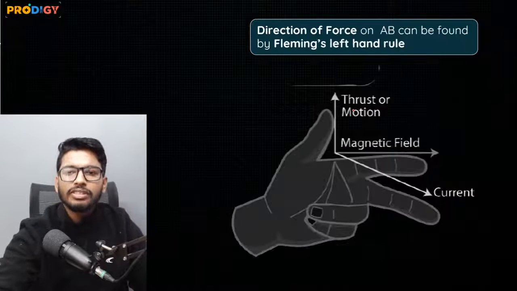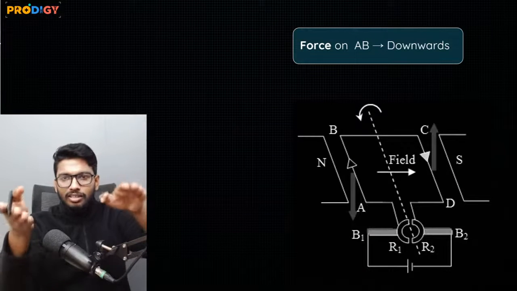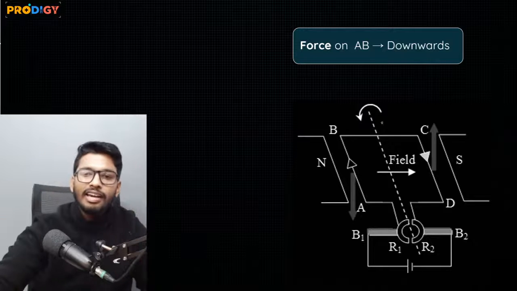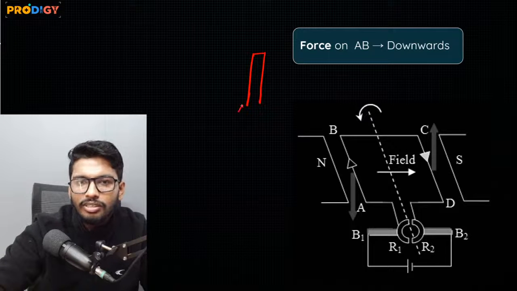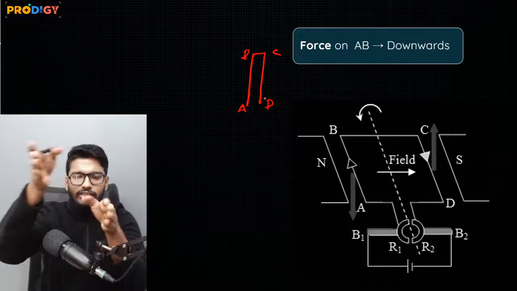Because of which, the armature coil will start to rotate. Now, once it reaches halfway, so this is A, this is B, this is C, and this is D. So basically it's now like this. All right, it's halfway through.